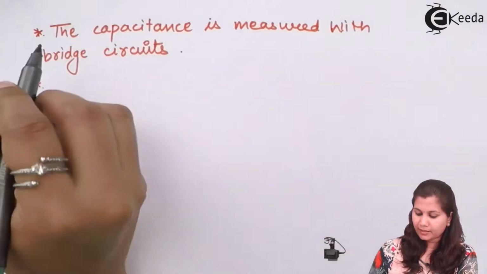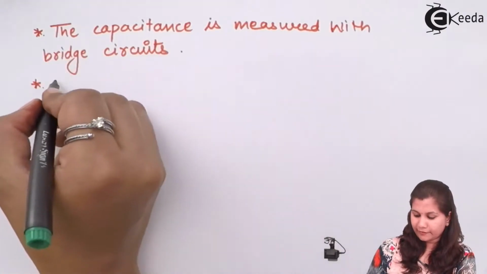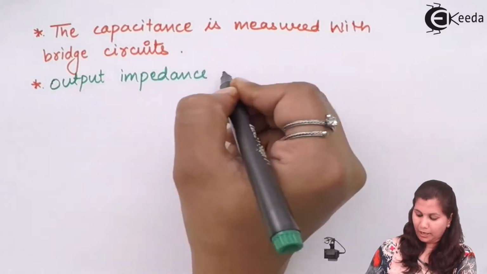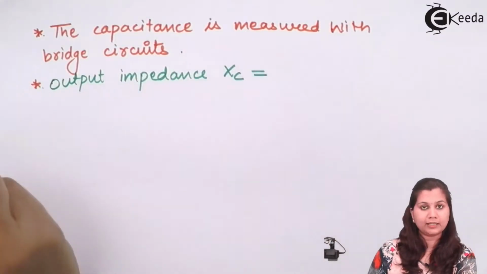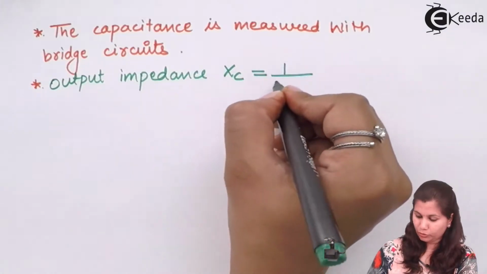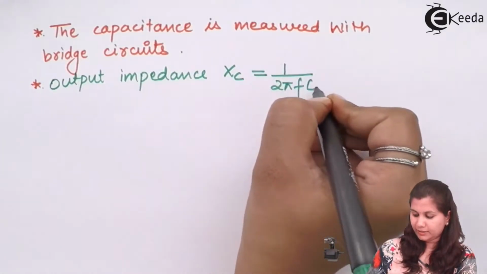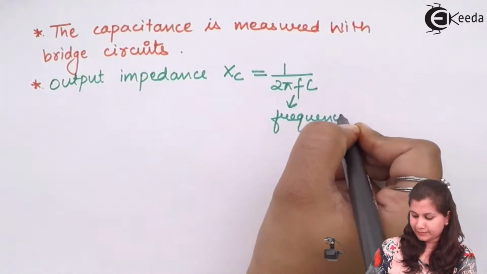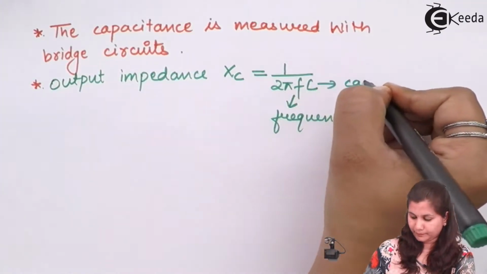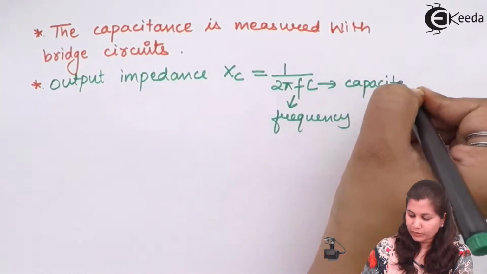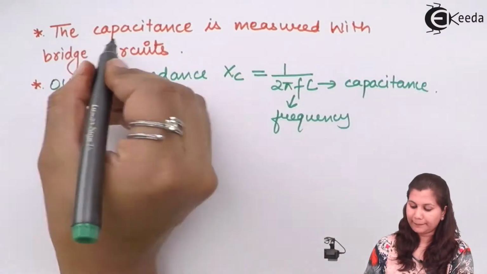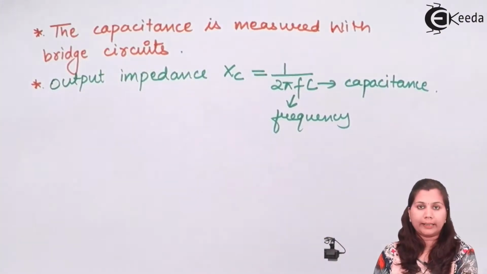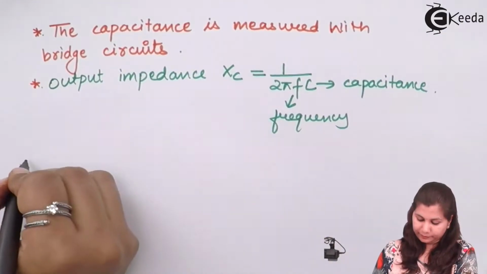In that case, the output impedance is given by XC. So XC will be 1 upon 2 pi FC, where F is the frequency and C is the capacitance. So we can use bridge circuits to measure the capacitance or the output capacitance impedance of the capacitive transducers.